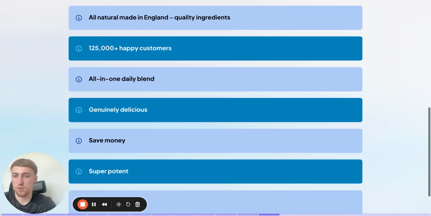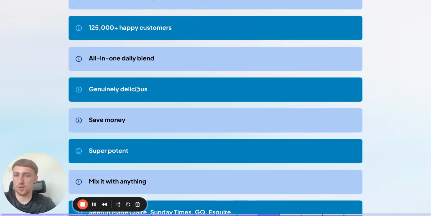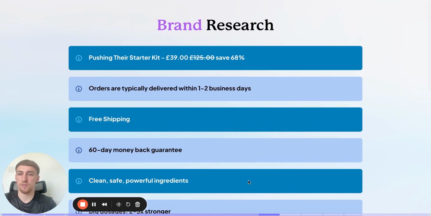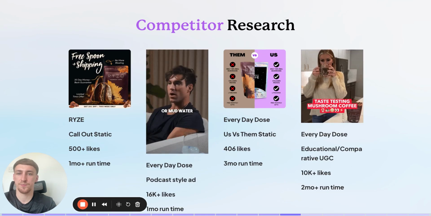125,000 happy customers, all in one blend, genuinely delicious, save money, potent. You can mix it with anything. Seen in Marie Claire, Sunday Times, GQ, and Esquire. So all of this stuff is actually just what's going to differentiate you from your competitors.